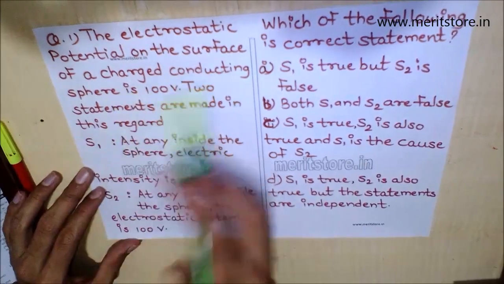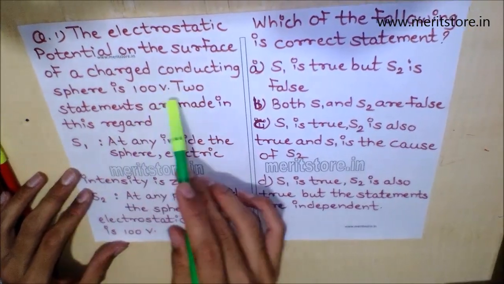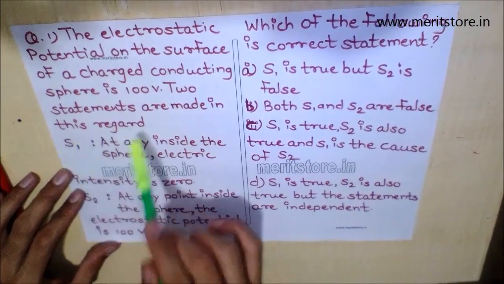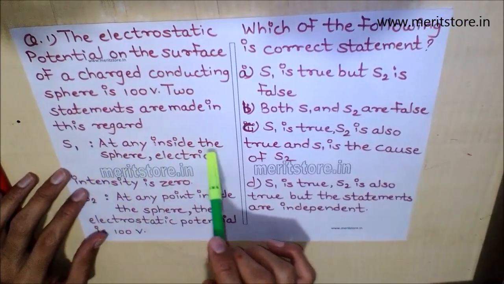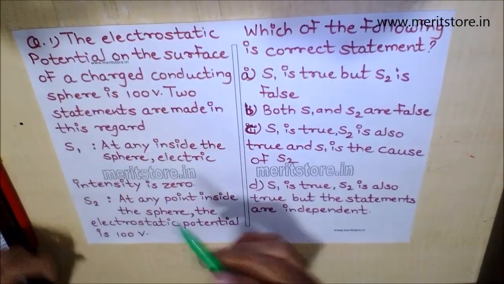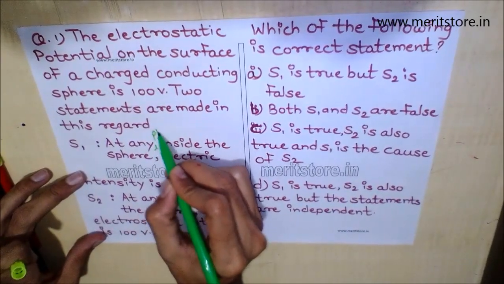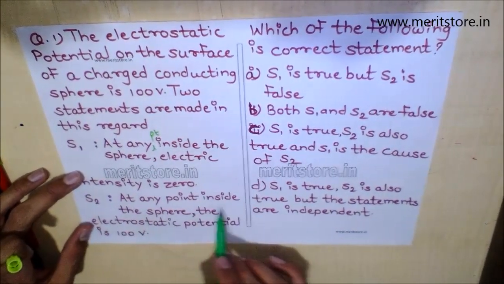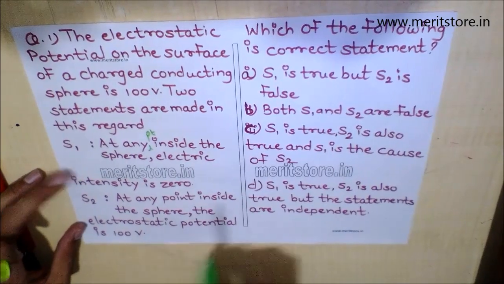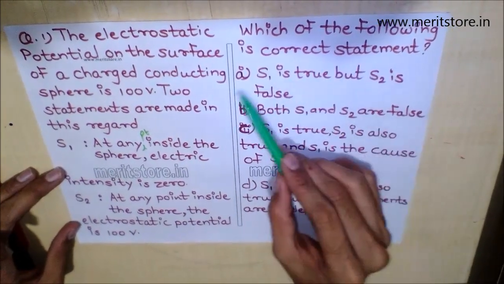The electrostatic potential on the surface of a charged conducting sphere is 100 volts. Two statements are made in this regard. S1: at any point inside the sphere, electric intensity is 0. And S2: at any point inside the sphere, the electrostatic potential is 100 volts. Which of the following is the correct statement?